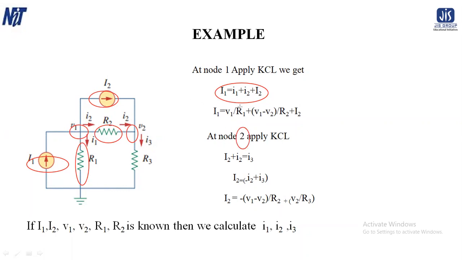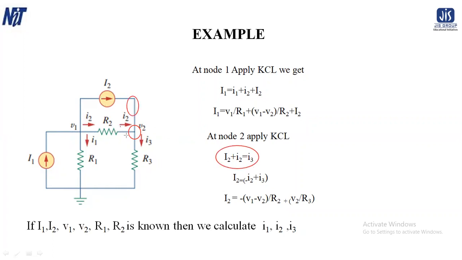At node 2, now we are going to apply KCL. So what will happen here? At node 2, apply KCL. I3 is the outgoing current, and capital I2 and small I2 are the incoming current. The outgoing current is equal to the incoming current. That is the KCL. So capital I2 plus small I2 equals I3, so capital I2 will be equal to minus small I2 plus I3.